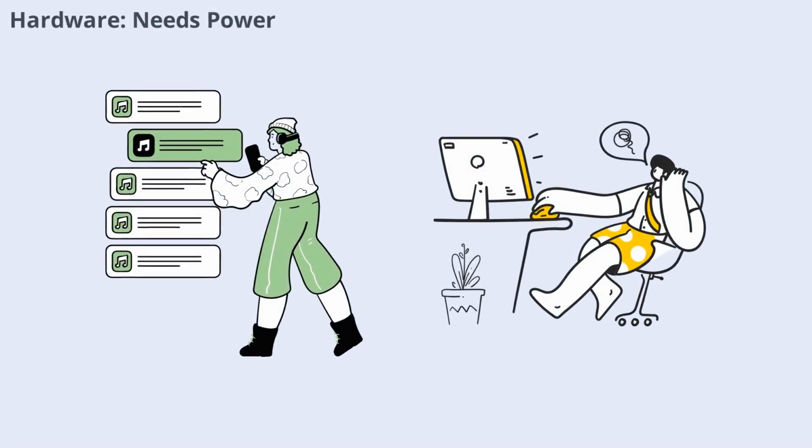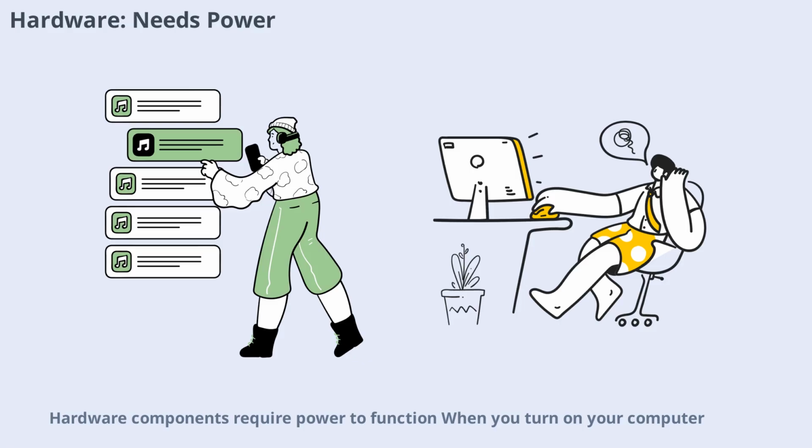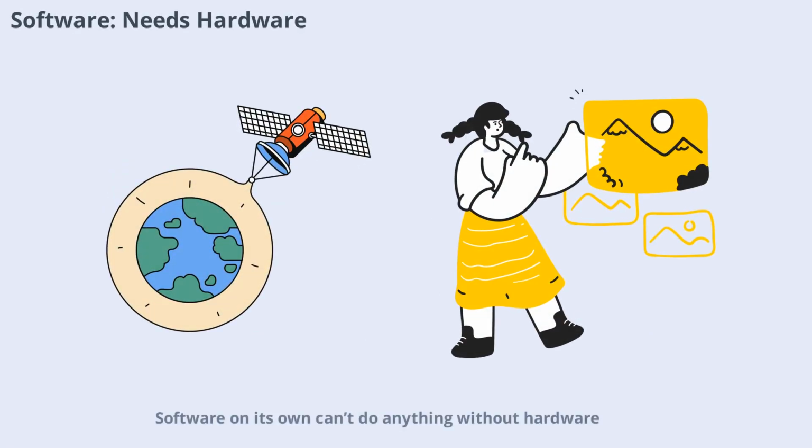Hardware components require power to function. When you turn on your computer, electricity flows through the hardware, allowing it to operate. Without power, hardware is just a collection of parts. Software on its own can't do anything without hardware. It needs the physical components to run and display its functions. For example, a game won't play unless the computer's hardware is working.